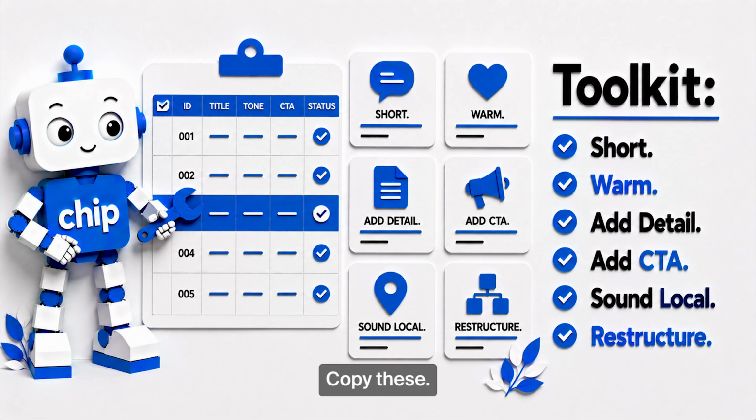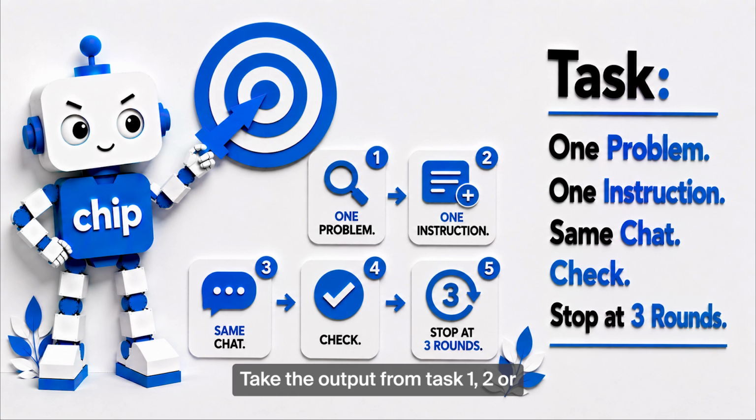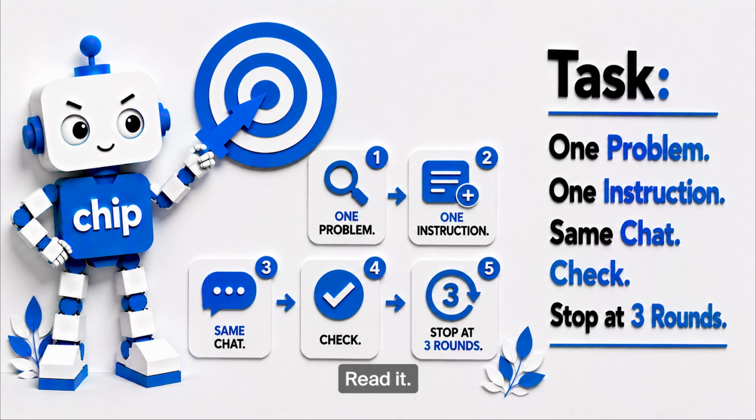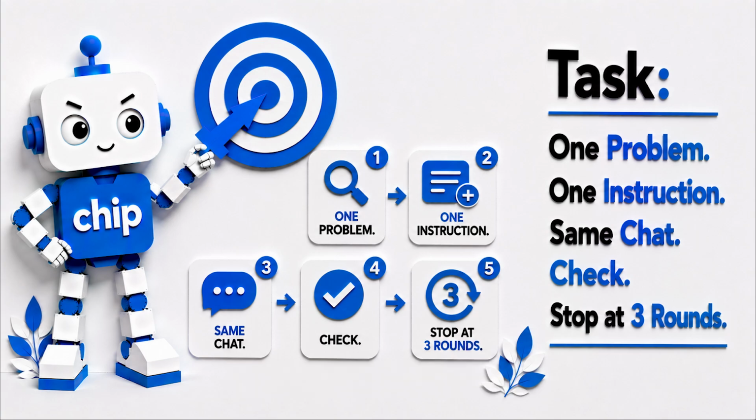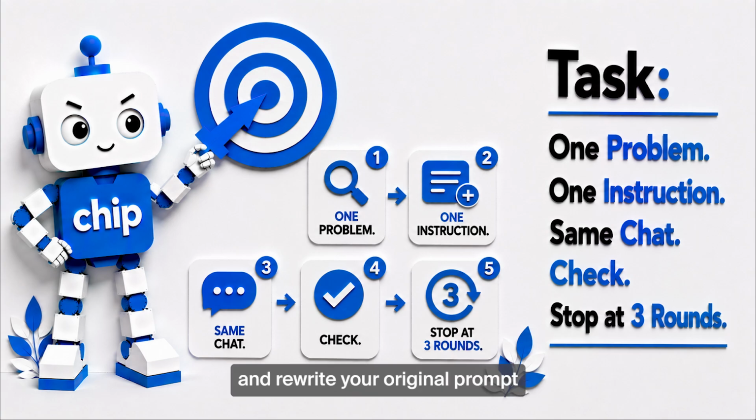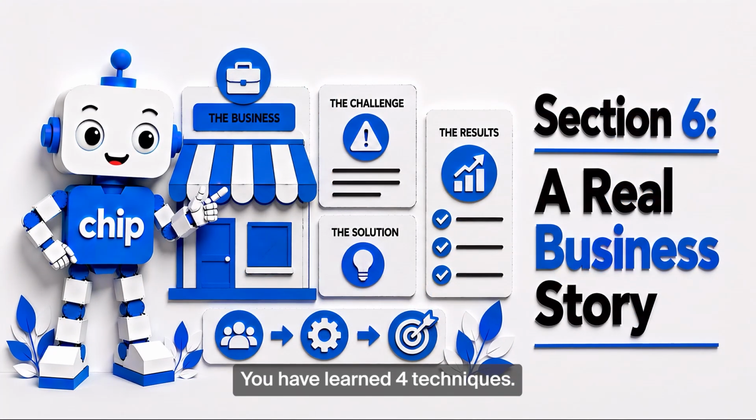Copy these. They work. Take the output from task 1, 2, or 3, whichever needs the most improvement. Read it. Find one problem. Add one instruction directly in the same chat window. Read the updated output. If it is ready, save it. If not, add one more instruction. Remember, stop after 3 rounds. If it is still not right after 3 tries, go back and rewrite your original prompt with all 5 parts of the framework. You have learned 4 techniques.